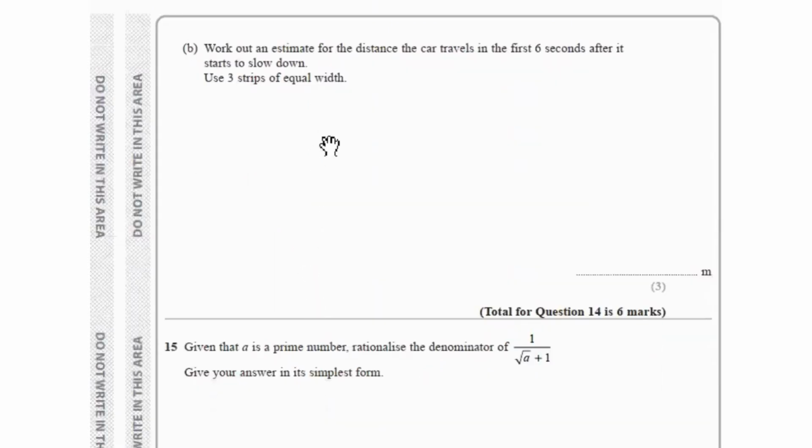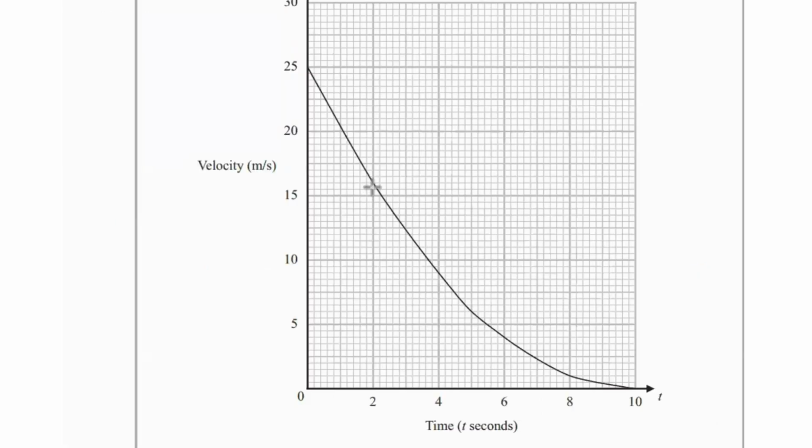Then it says work out an estimate for the distance the car travels in the first 6 seconds after it starts to slow down. Use 3 steps of equal width. 1, 2, 3. So we're going to assume that this is a trapezium, like these divisions. And the formula we're going to use is 1 over 2 times a plus b times height. These parallel lengths are your a and b, and these are your heights, height 1, height 2, height 3.